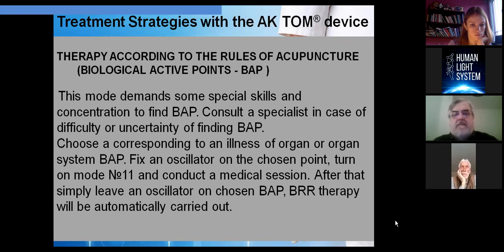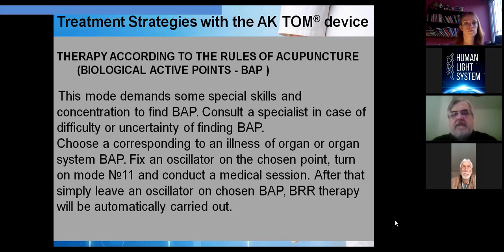So if one wants to work according to these rules, it makes sense to learn how to use the acupuncture therapy from an experienced therapist, because it's a very complex and difficult system. But we can give some rules and some points which are more or less general for this acupuncture strategy. If we're working according to the acupuncture, so-called biological active points, we use the mode 11.